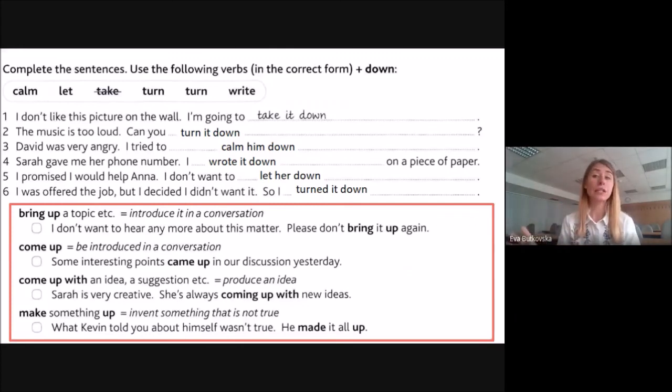Bring up a topic is to introduce a new topic. Come up: something is introduced in a conversation. Come up with something or with an idea is to create an idea, and make something up is to invent something that is not true. So really lie to somebody.